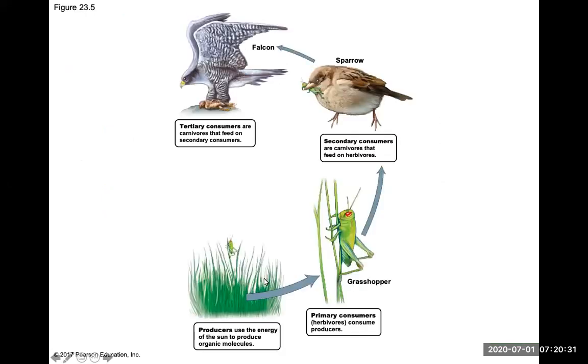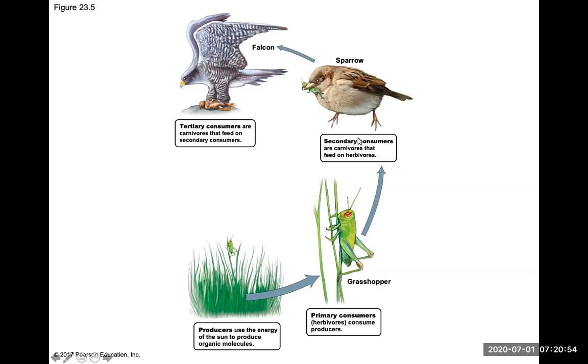And this is just a look at a really simple food web or food chain, looking at the different trophic levels. Producers use the energy from the sun to produce plant material. Primary consumers consume producers, so we'll see a lot of insects in the primary consumer level, or small mammals that would feed on grass.